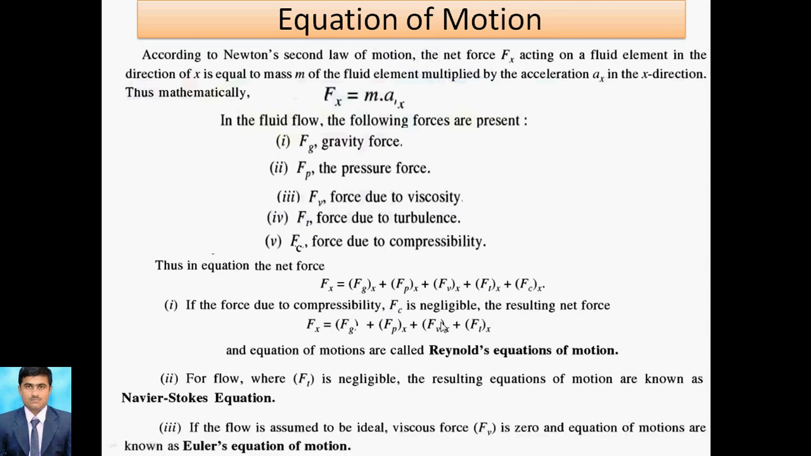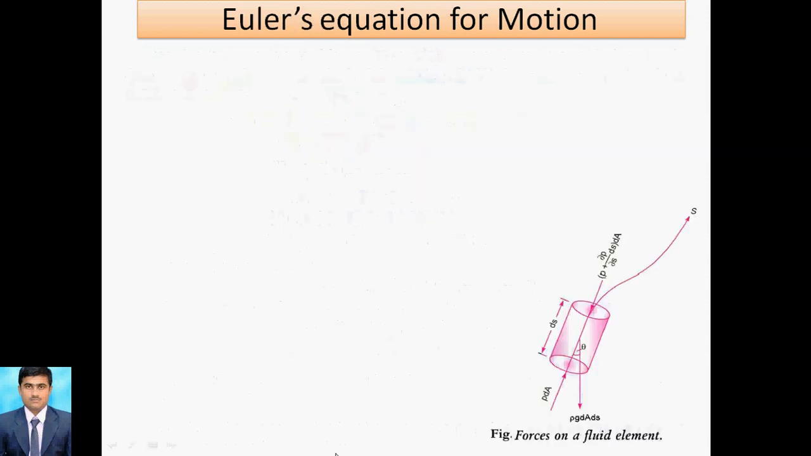If you remove Fv, you can consider Fv and Ft. So what will happen? If you take them as 0, then only Fp plus Fg remains, or you can say Fg plus Fp. That is called Euler's equation.